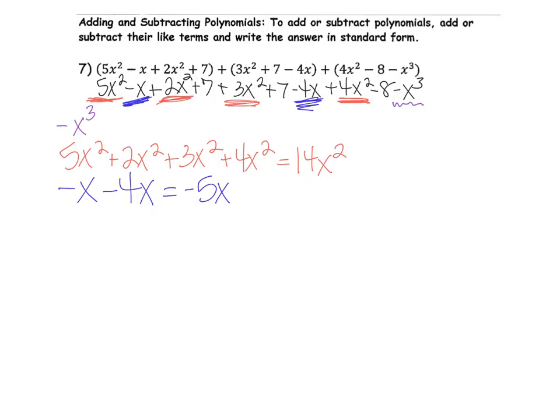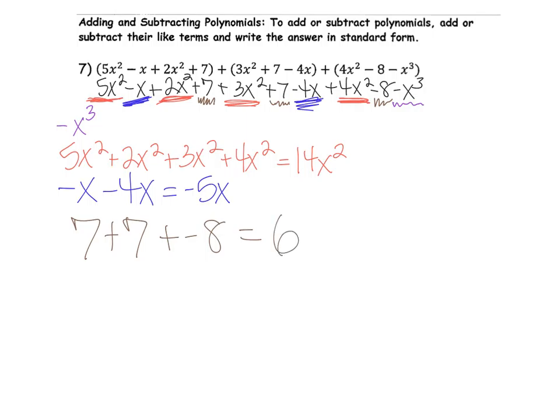And what's all alone? This 7. I'll do zigzag. This 7, this -8. 7 plus 7 plus -8. These are called my constants, right? What is 14 take away 8? 6.